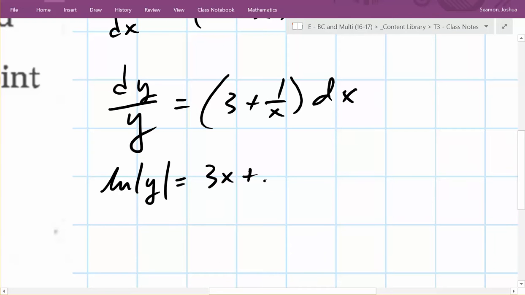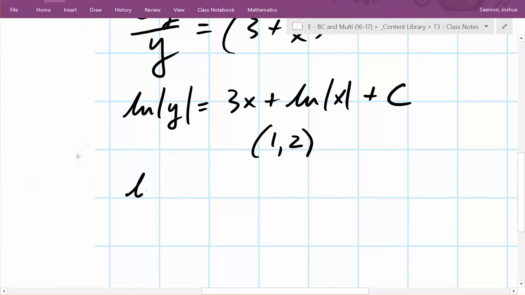So you get ln absolute value of y is equal to what? 3x plus ln x plus what? But you need to know what that c value is, right? But you know when x is 1, what's y? 2. So let's plug in. What do you get? ln of 2 is equal to 3 plus ln of 1 plus what?